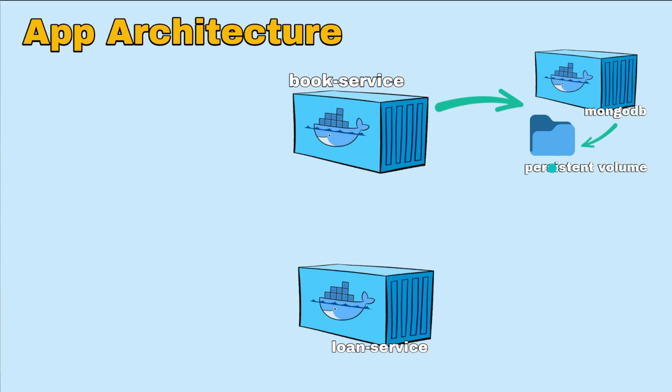So we will have two microservices. We'll have a book service and we'll have a loan service. So the book service up here is going to be responsible for displaying and returning the available books. This book service will store the books in its own database, which in this case, we're just going to use MongoDB, which is going to run in its own container.